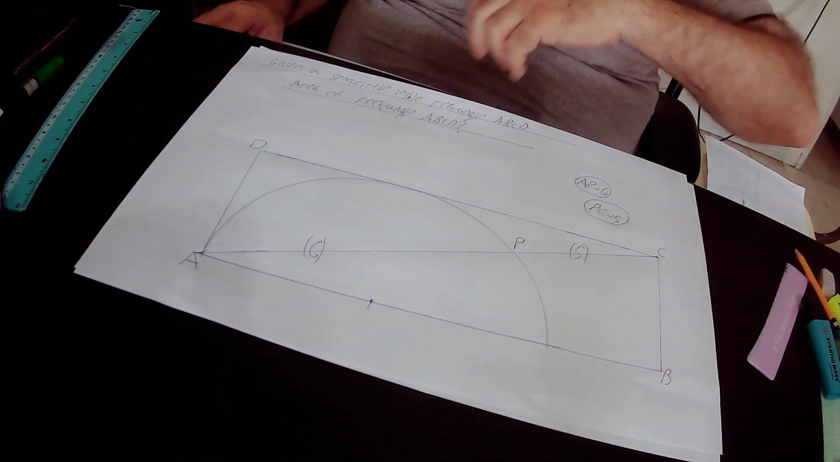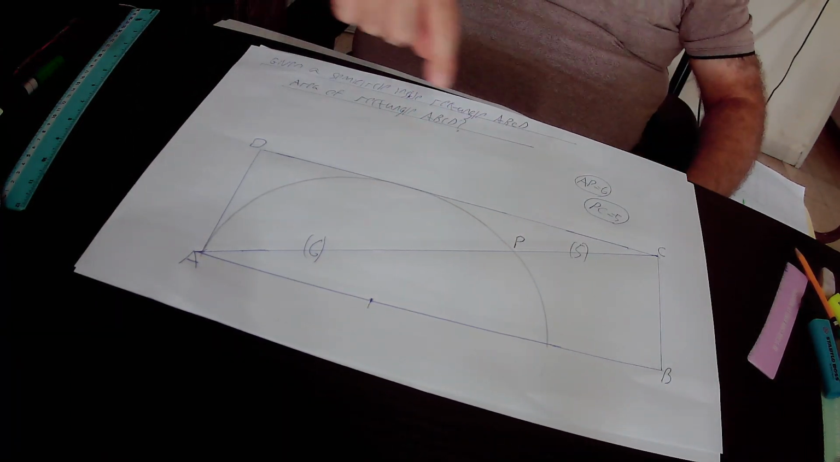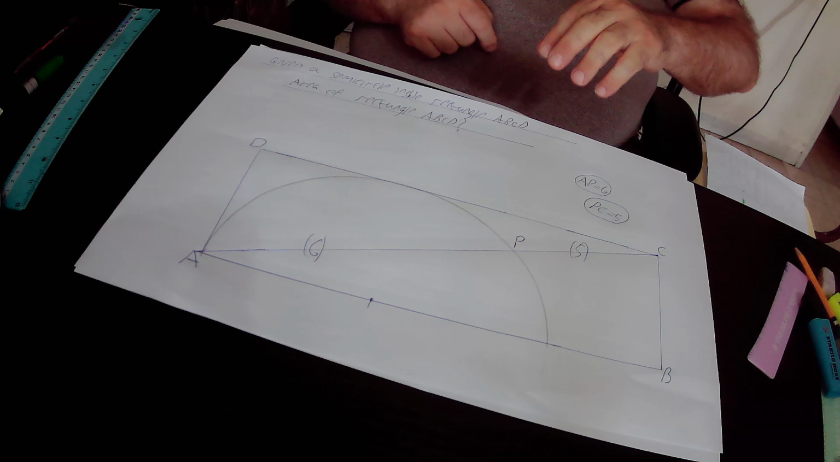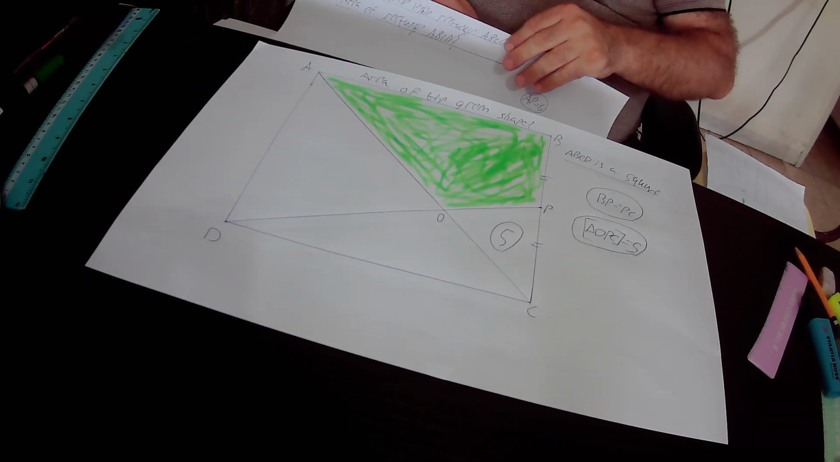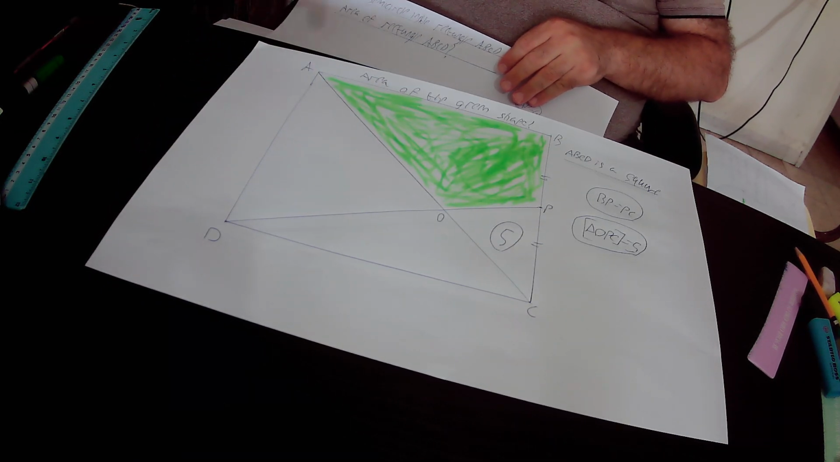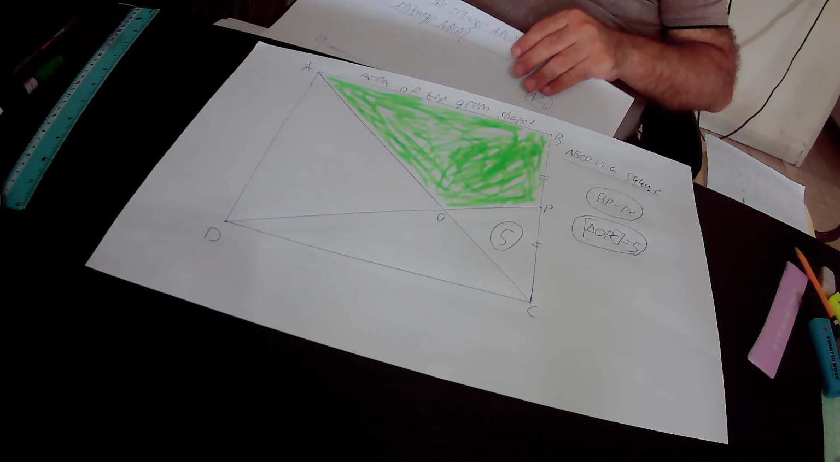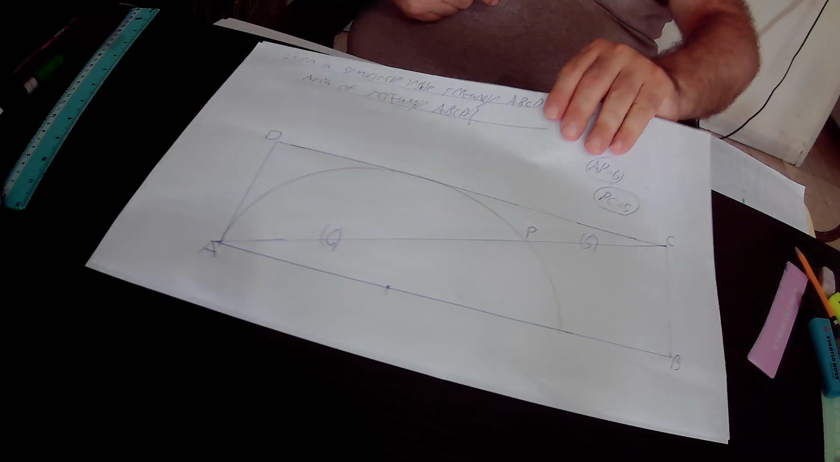Hello, in this lecture we'll answer two questions. In the first question, we find out the area of this rectangle ABCD, and in the second question, we will find out the area of this green shape that is inside square ABCD. So we'll start with the first question.